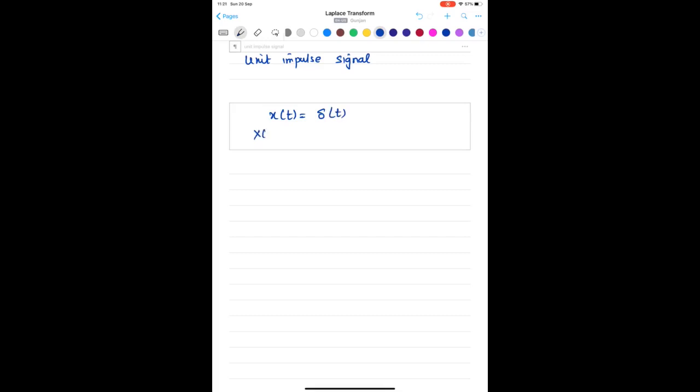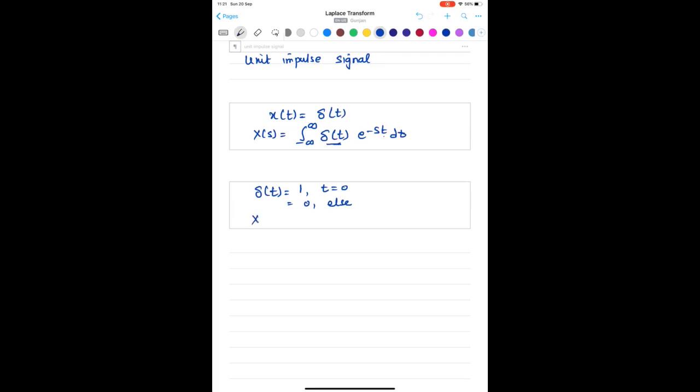So if we find the Laplace transform of it, minus infinity to infinity delta t. Now there's an important property of the impulse function: it is defined only at one point, at t equals 0, which is in the bracket, and 0 elsewhere. So in this signal we will put t equals 0, and at that point this delta t is 1.